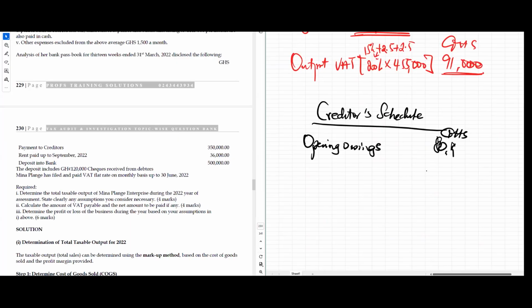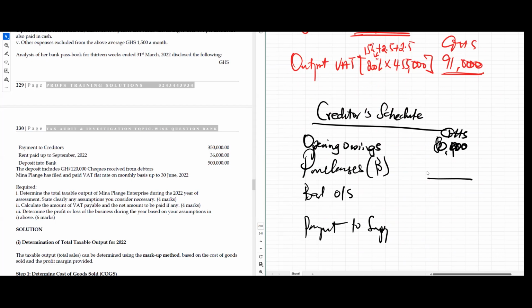80,000 as at last year. Then out of this 80,000, we should have imported more, or we should have bought more, right? So his purchases for the year is what we don't know. But they should have given us an outstanding balance. And then during the year, how much was the payment to the suppliers? 400,000. Okay, so we would have paid 400,000 to the suppliers, right?